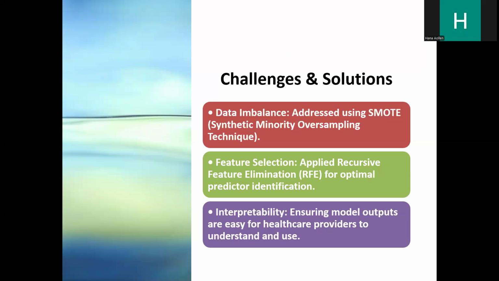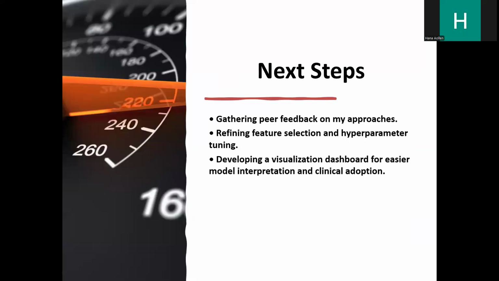So this time, what will be the challenges, and what will be the solutions for the challenges? First, data imbalance. There will be an expected data imbalance because I am addressing two different datasets. So I will try to address it using SMOTE, the synthetic minority oversampling technique. For feature selection, I applied recursive feature elimination, RFE, for optimal predictor identification. Interpretability: ensure model outputs are easy for healthcare providers to understand and use.